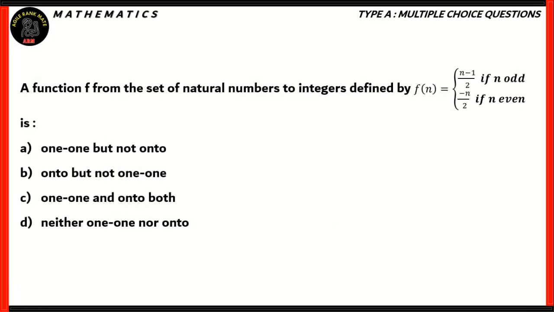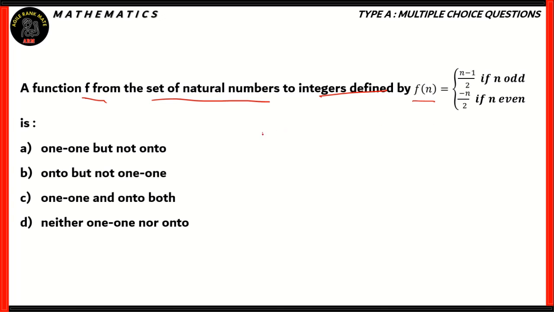Now, let's look at this question from mathematics. A function f from the set of natural numbers to integers, defined by f of n is n minus 1 over 2 if n is odd and minus n over 2 if n is even. How do we solve this question? We need to find out whether they are 1-1 functions or an onto function. So to rephrase, we need to find out if the given function is 1-1, onto, or both, or none of the above.